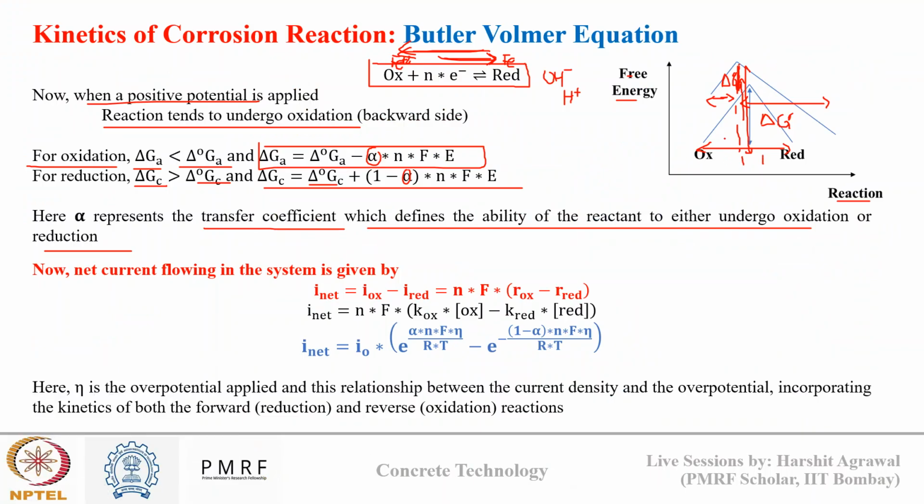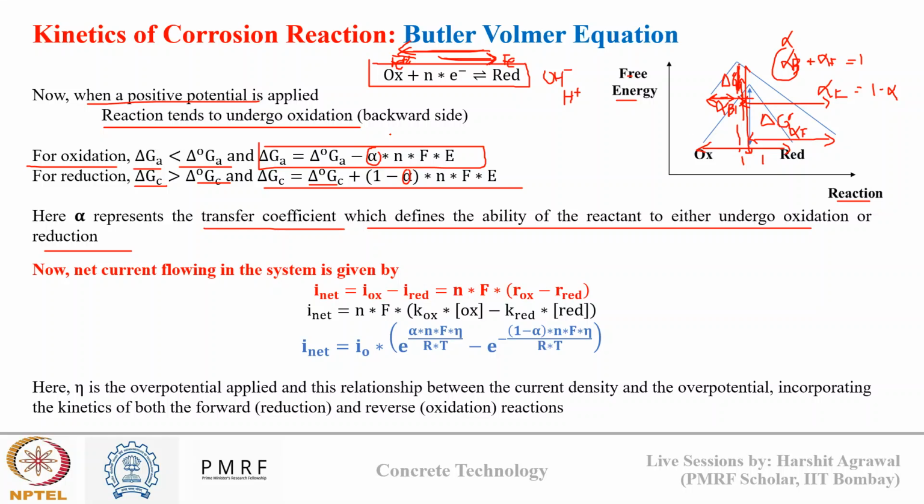Okay, so this is my backward reaction rate, so I can write it as alpha b. This is my forward reaction rate, alpha f. So always alpha b plus alpha f is equal to 1. If I am representing the backward reaction by alpha, then alpha f will be nothing but 1 minus alpha. These are known as transfer coefficients.